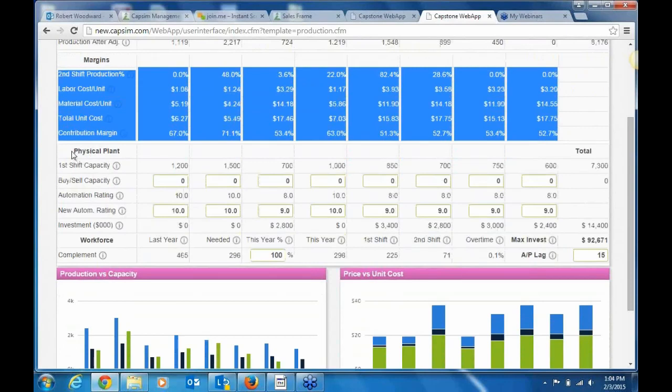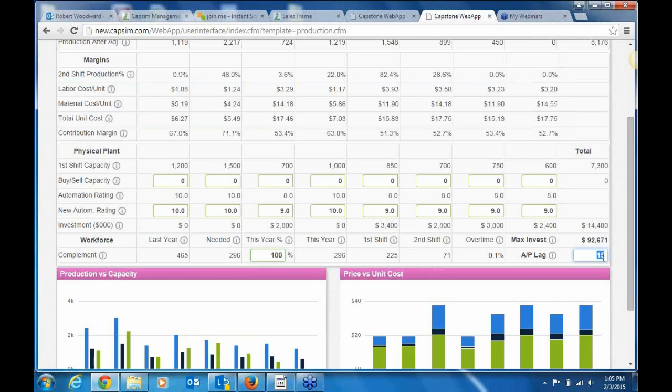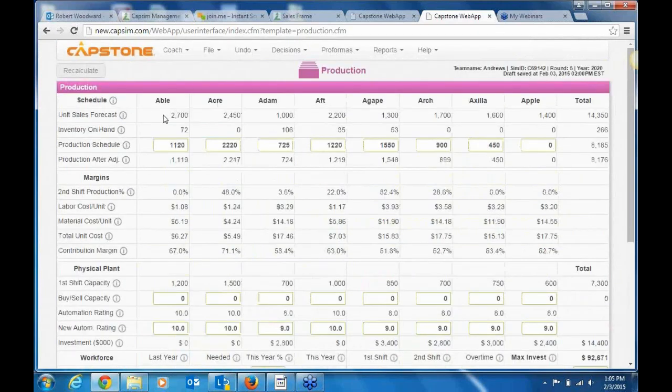This is where you are deciding if you need extra equipment to produce more in subsequent years, whether you need more automation to try to lower some variable costs and increase your efficiencies. This is your decision. And then a couple other minor things we'll hit on at the end: complement percent and accounts payable. Okay, so with that in mind, it's important that the production manager communicates with the marketing manager.